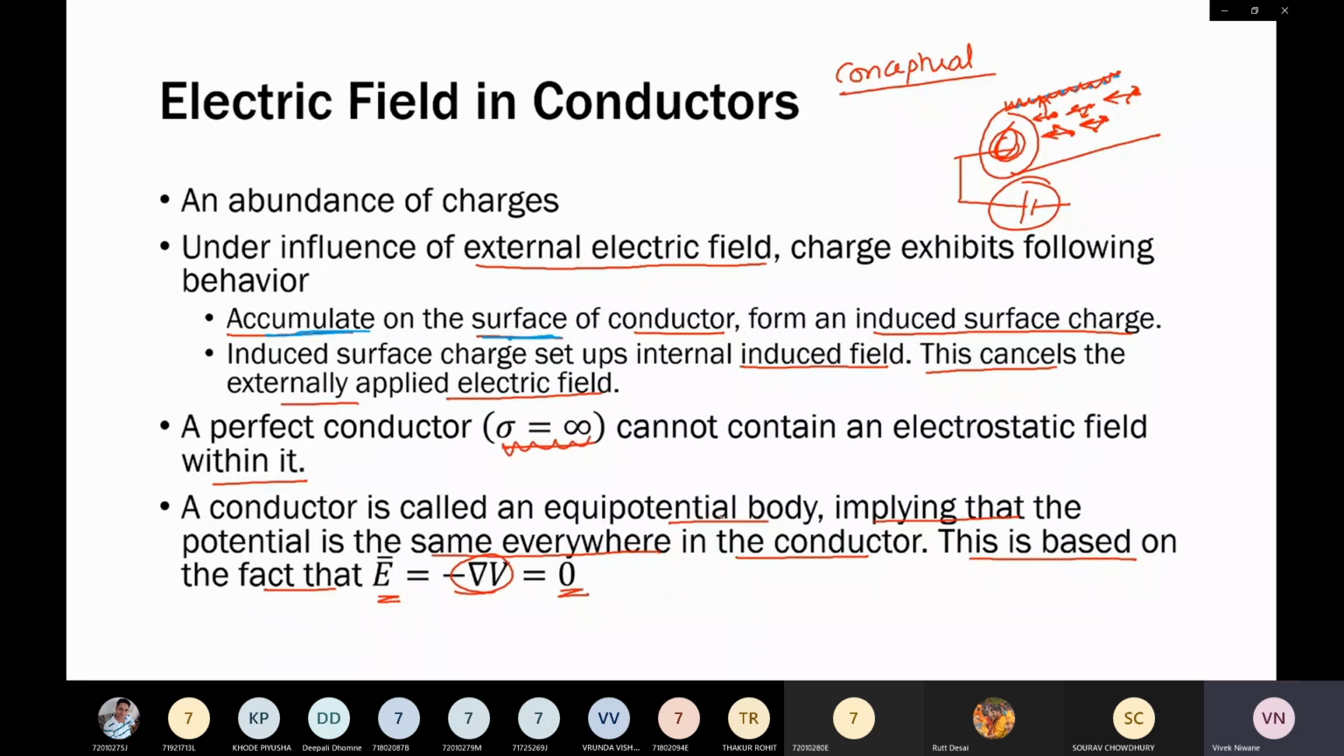So ideal conductor में क्या ध्यान रखना है? We know conductivity is infinity, as well as the conductor is also an equipotential body. And do remember that the electric field inside the conductor is zero, inside the ideal conductor is zero.